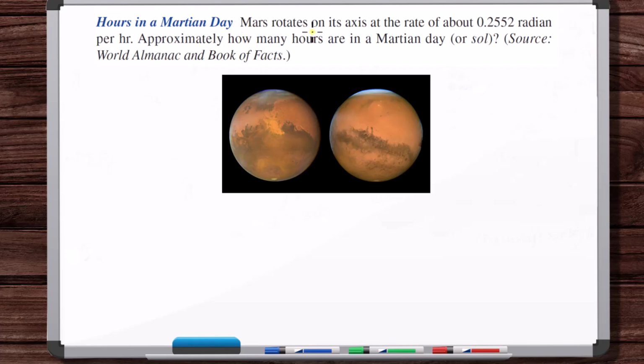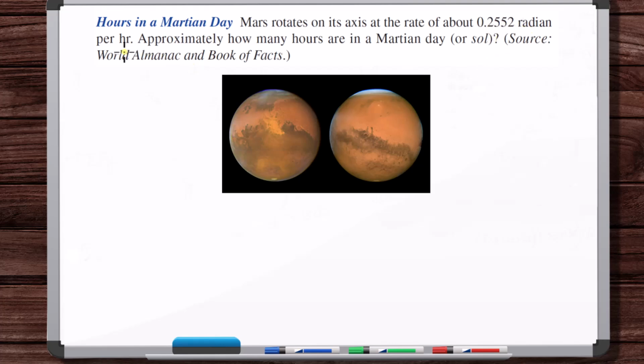Mars rotates on its axis at the rate of about 0.2552 radians per hour. Approximately how many hours are in a Martian day? Okay, and I think this is supposed to be the front and back of Mars. They just took these images at two separate times. But okay, so what do they give us?